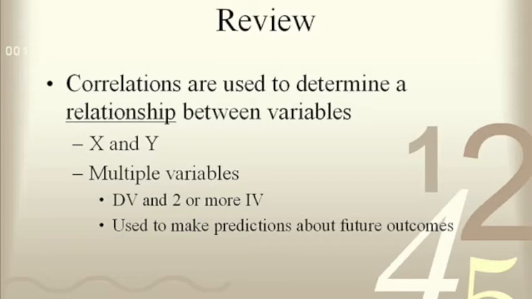Then another thing we can do is we can look at multiple variables in regression and it allows us to predict future outcomes or future results based on a regression equation or multiple regressions. You have one dependent variable and two or more independent variables. I hope that this has made correlational research statistics a little bit more understandable.